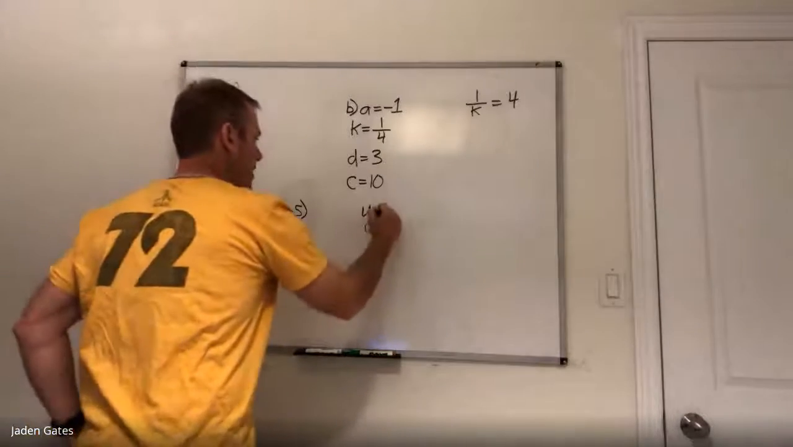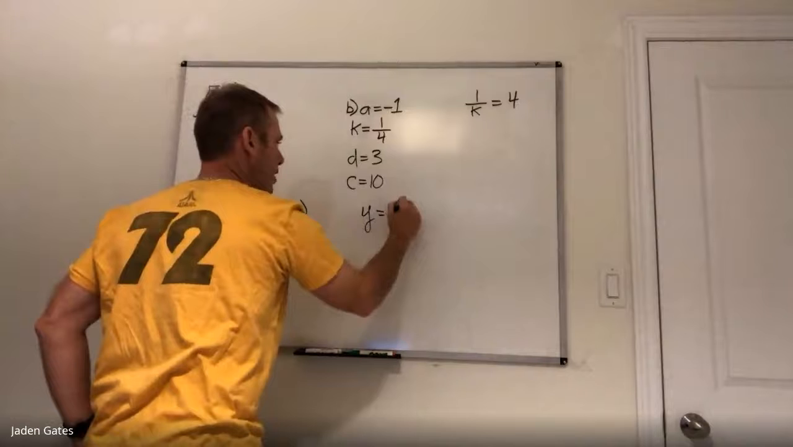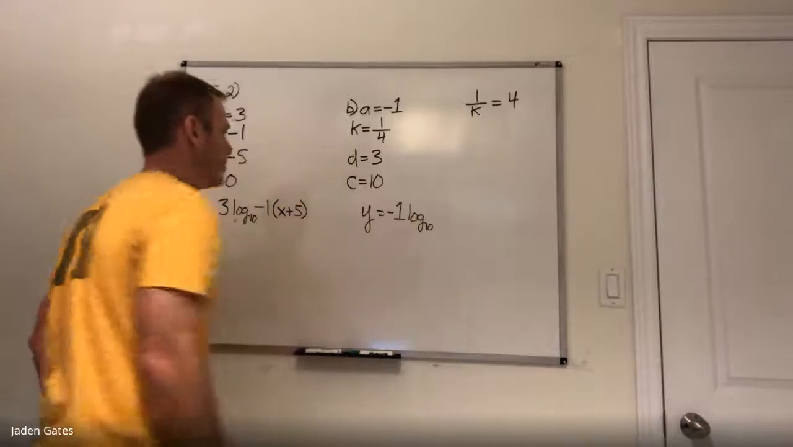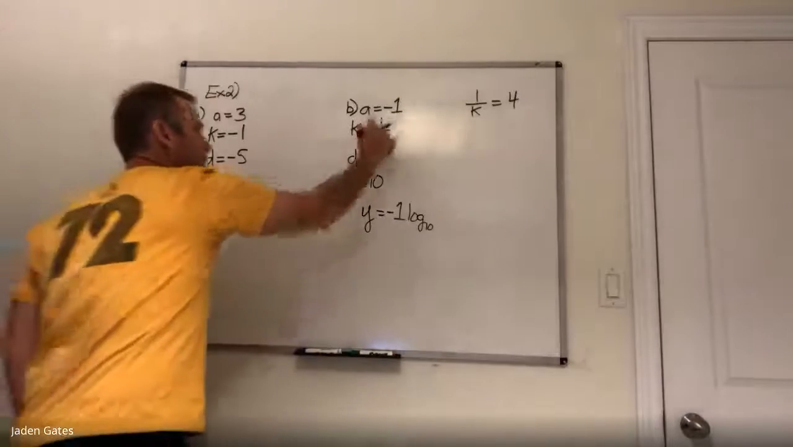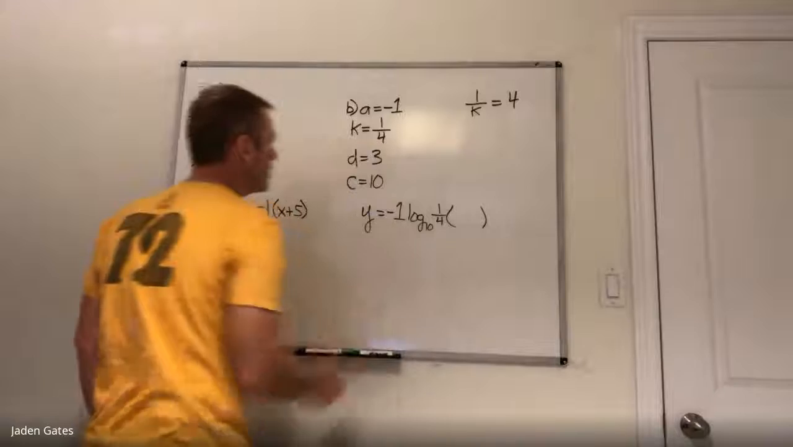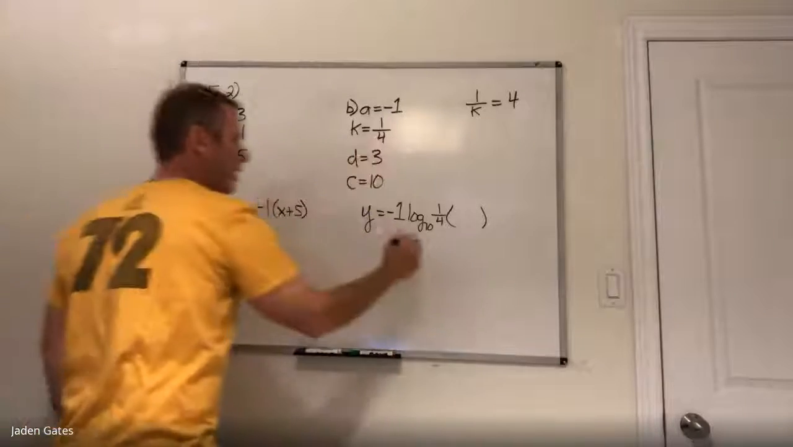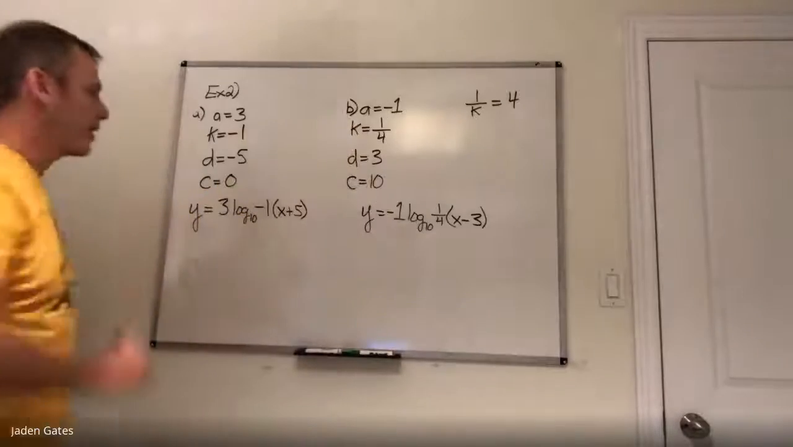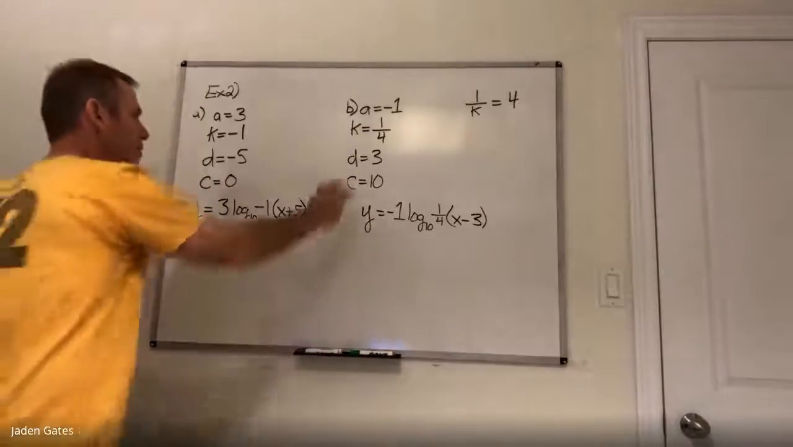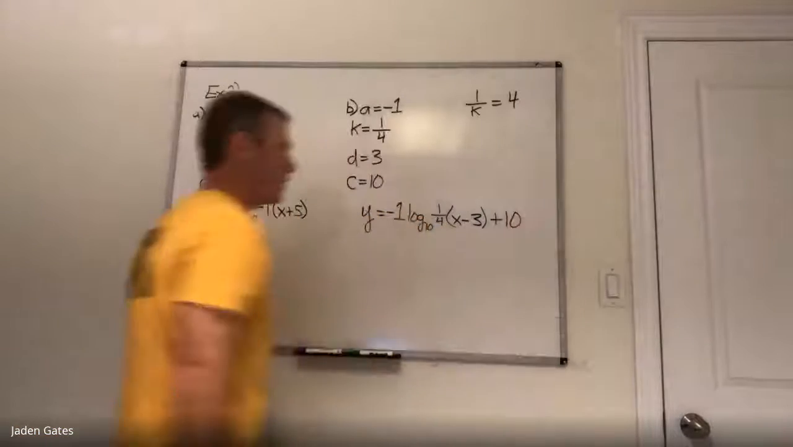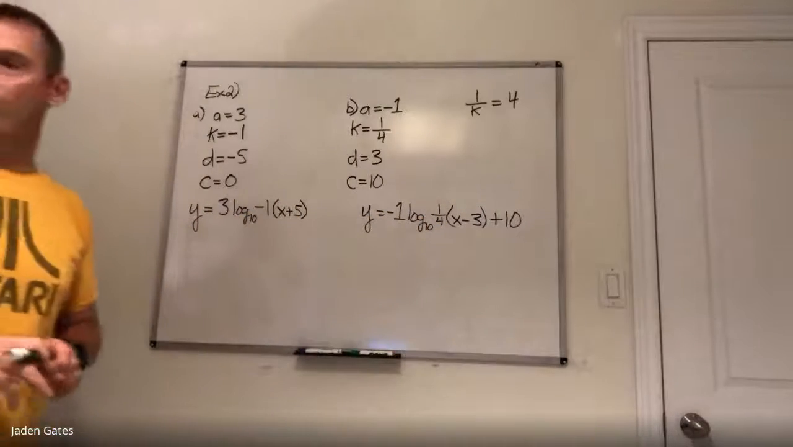All right, so now just to rewrite the equation, now I've got my values here. So I've got y equals, my a value is -1. I have the log, it was base 10. I threw it in there this time. My k value is 1/4, which goes in front of the brackets. My d value is 3, so I've got an x minus 3 in there. Again, the minus sign is supposed to be in the equation. And then my c is plus 10. So there would be our equation.